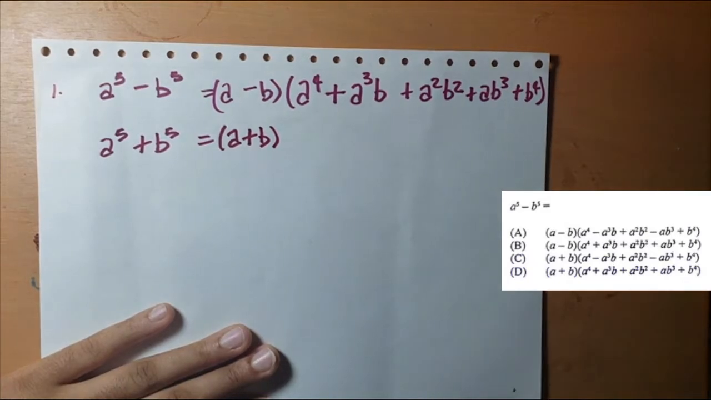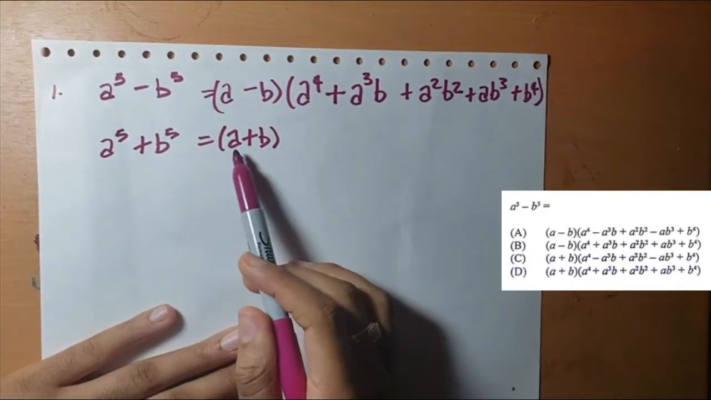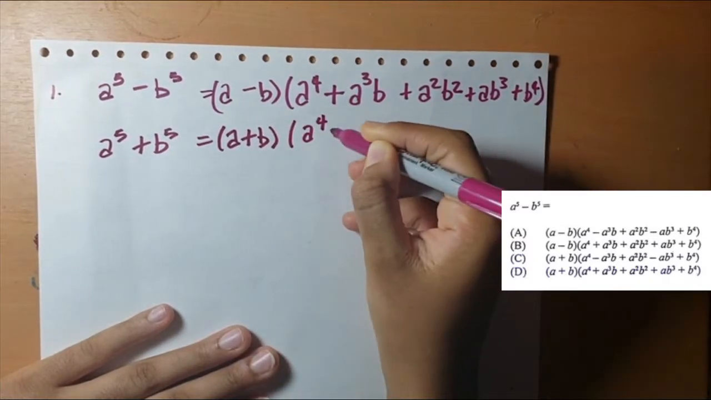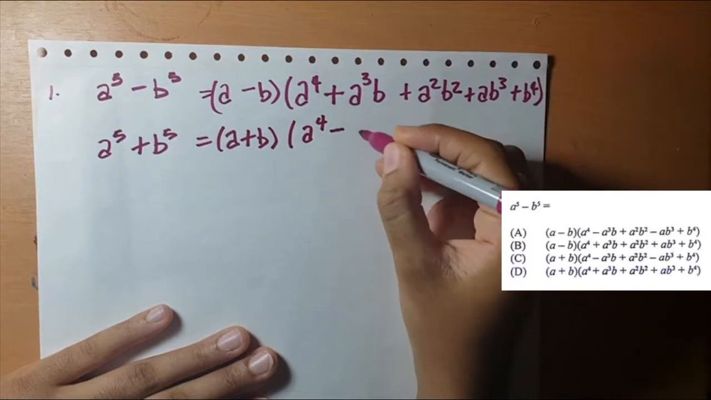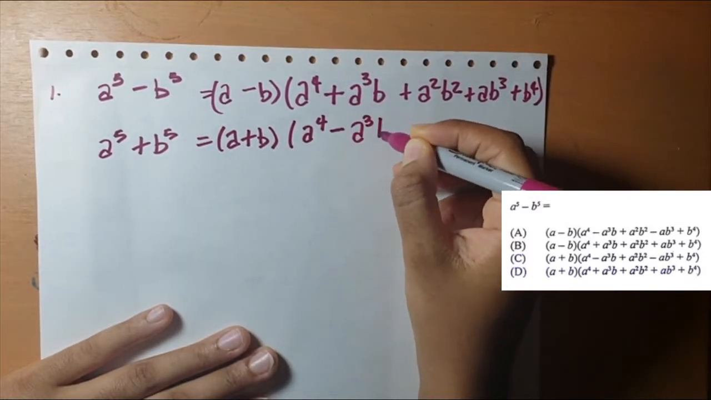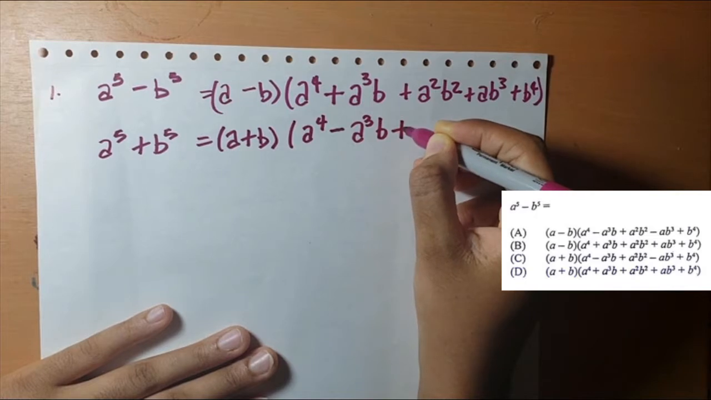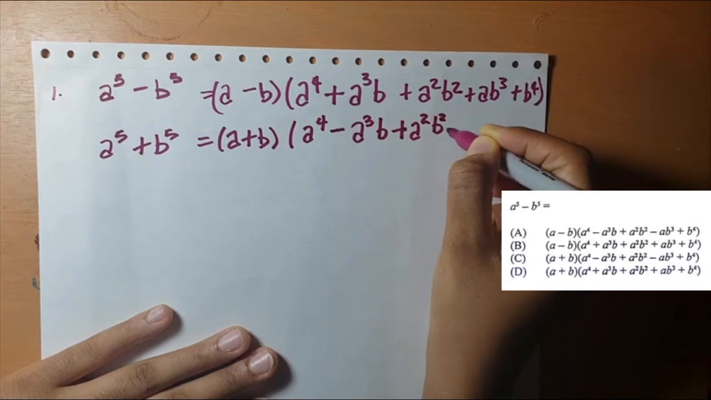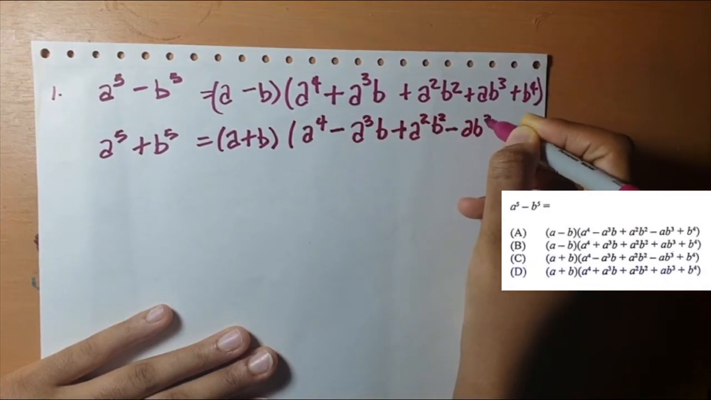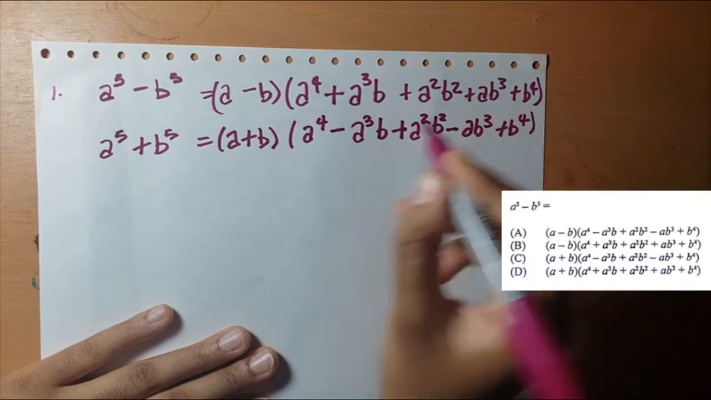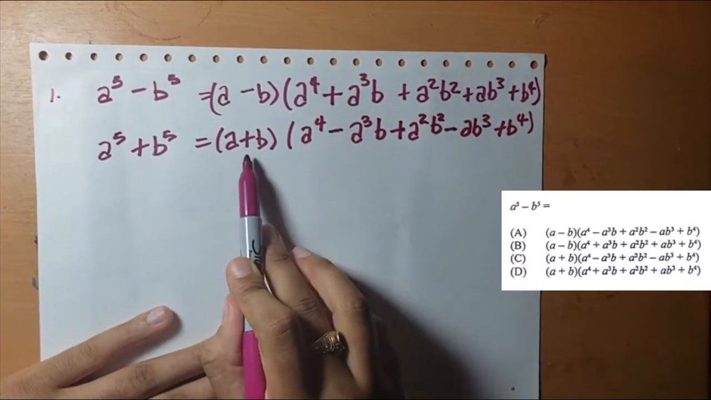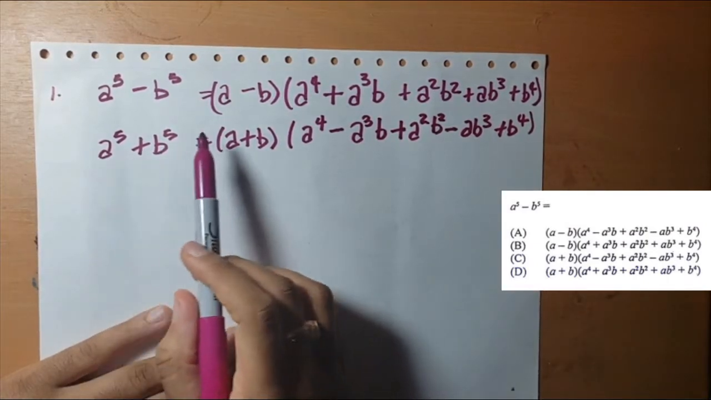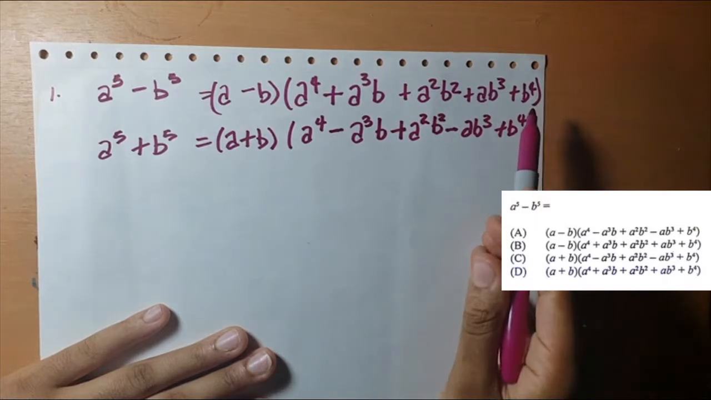If you're doing a to the 5th power plus b to the 5th power, you start off with a plus b, right? And then you say a to the 4th minus a to the 3rd power b plus a to the 2nd power b squared minus a b cubed plus b to the fourth. So for the addition one, you're alternating: plus, minus, plus, minus, plus. You understand? But for the other one, it's just the one minus, and then every single thing else is a plus.